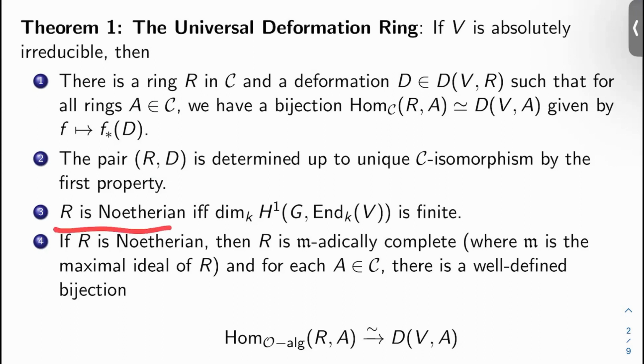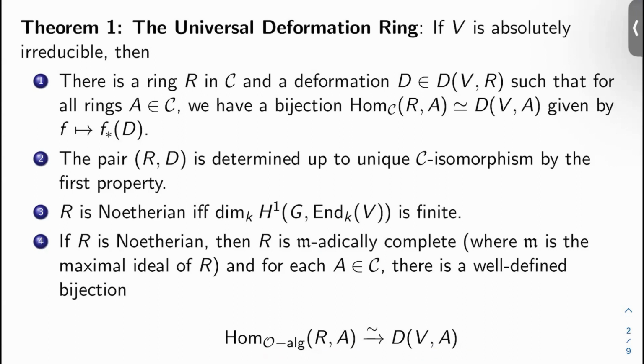Three, R is Noetherian if and only if the K dimension of the first cohomology of G_N, K, V is finite. We'll prove that later. If R is Noetherian, then R is m-adically complete, where M is the maximal ideal of R. And for each A in C, there's a well-defined bijection from O algebra maps from R to A to D_V(A) given by F maps to F lower star of D.